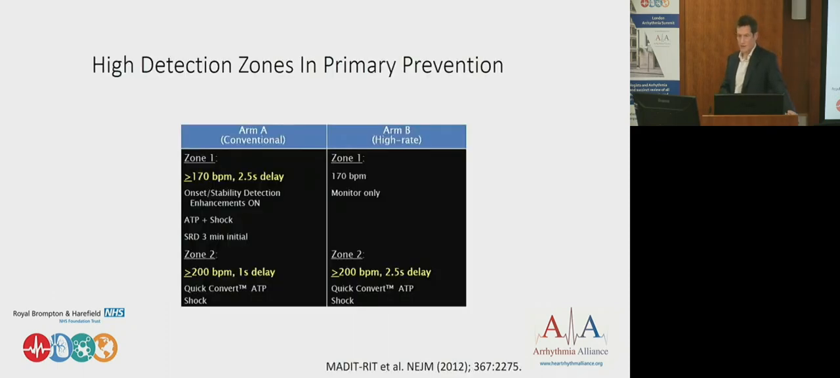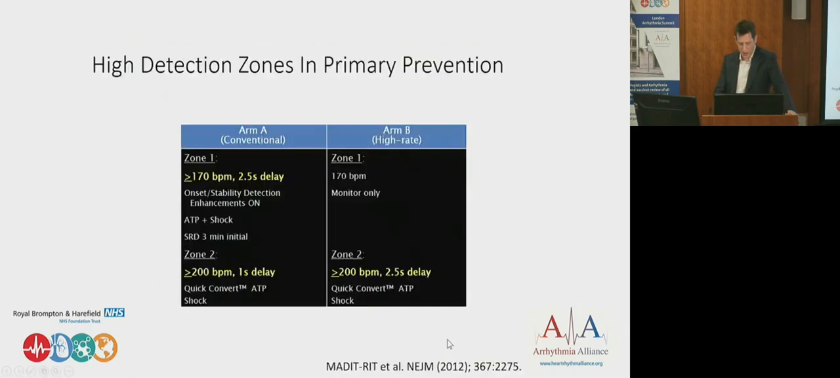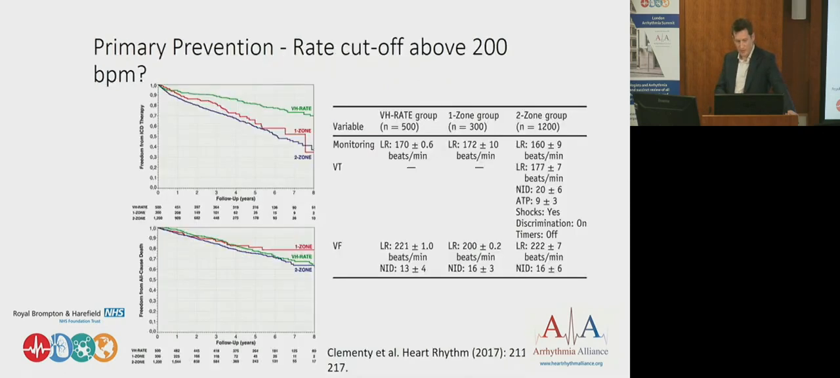So the first thing is in terms of detection heart rate. There's only one randomised trial that looks at this, MADIT. However, it doesn't just look at the heart rate difference. As you can see here, the high rate arm also had a longer delay in the active arm. So it's biased, there's only one study and it's biased slightly. It's a 2.5 second delay versus 1 second delay. We know that longer delay improves outcomes. So there's only one study, and it's slightly biased towards the higher rate doing better anyway because of the longer detection.